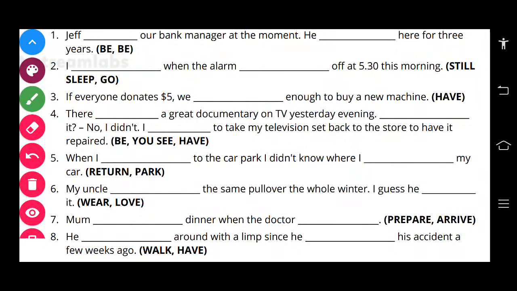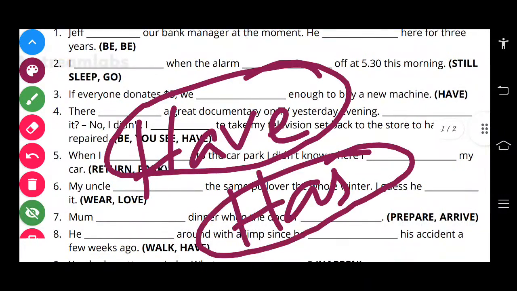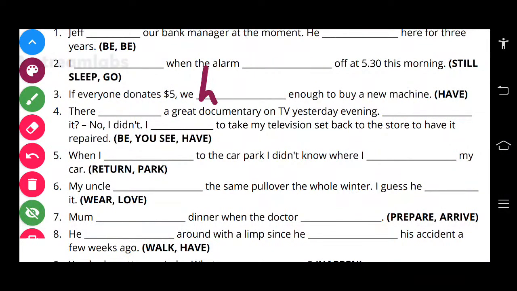Okay, so according to this, what is the correct answer here? We have to use have. So the answer will be have. We have enough money to buy a new machine. We have to say we have enough money to buy a new machine. Okay, clear? Okay, let us go ahead.